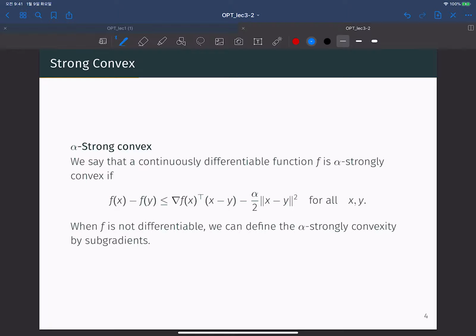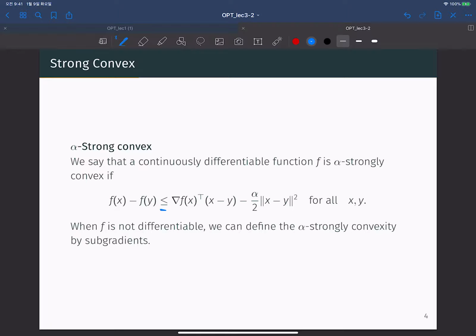First, strong convexity. We say that a continuously differentiable function f is an alpha strongly convex function if f(x) minus f(y) satisfies this inequality: less than or equal to the gradient of f(x) transpose times (x minus y), the inner product between the gradient of f(x) and the difference of x and y, minus alpha over 2 times the norm of (x minus y) squared, the squared Euclidean distance between the x and y vectors.